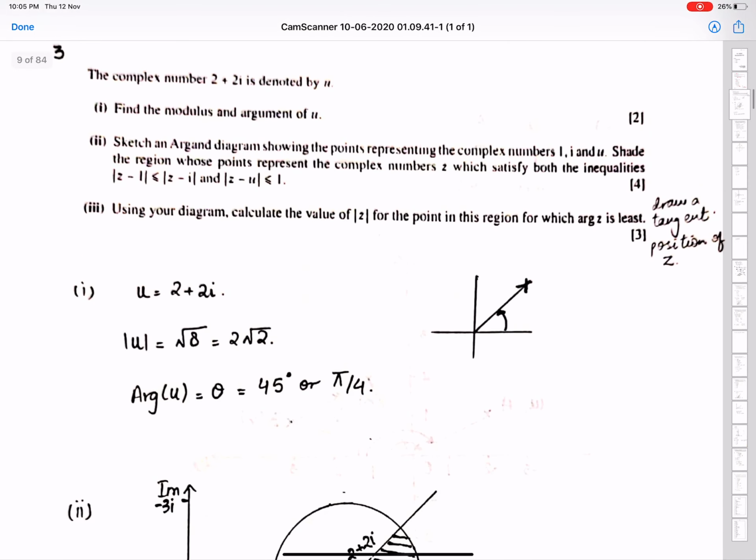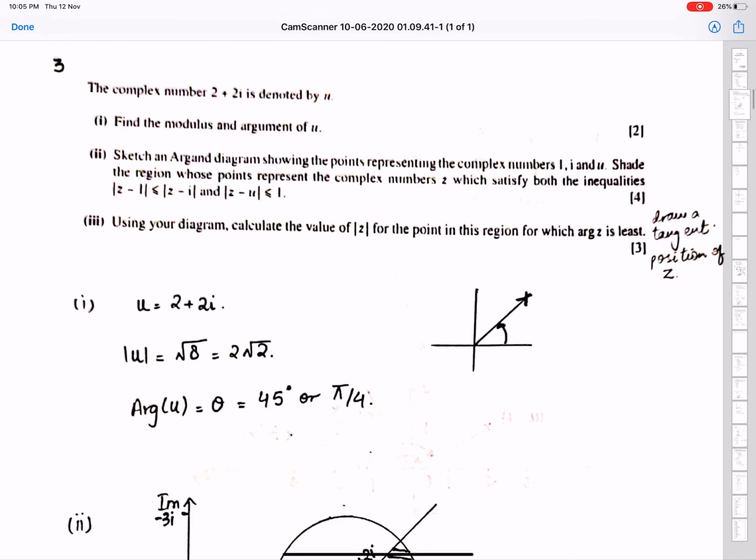Sorry. Question number 3. The complex number 2 plus 2i is denoted by u. Find the modulus and argument. This is very simple. This is y is equal to x. 2 plus 2i is on y is equal to x. Therefore, its argument must be pi by 4. And its modulus is very simple. Just take the magnitude of the number.